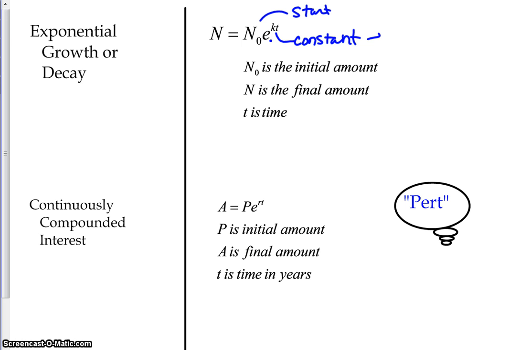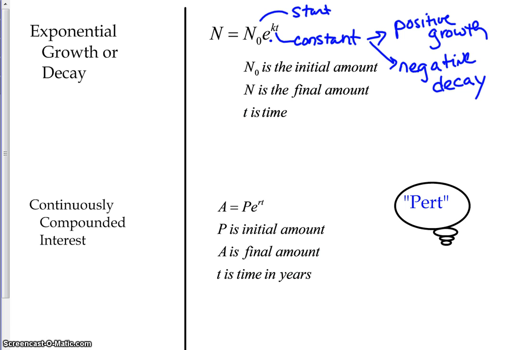Let's talk a little bit more about the constant K. When that constant is positive, that indicates that we have growth, because the number is going to get bigger. When that constant is negative, that's when we have decay, because the number is going to get smaller. So we have growth and decay.